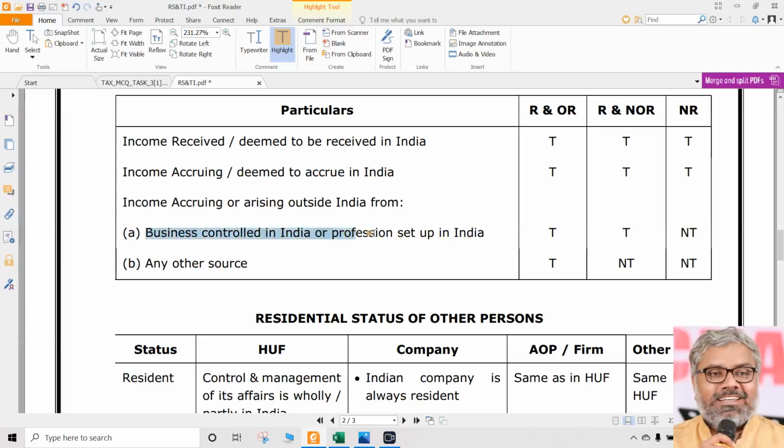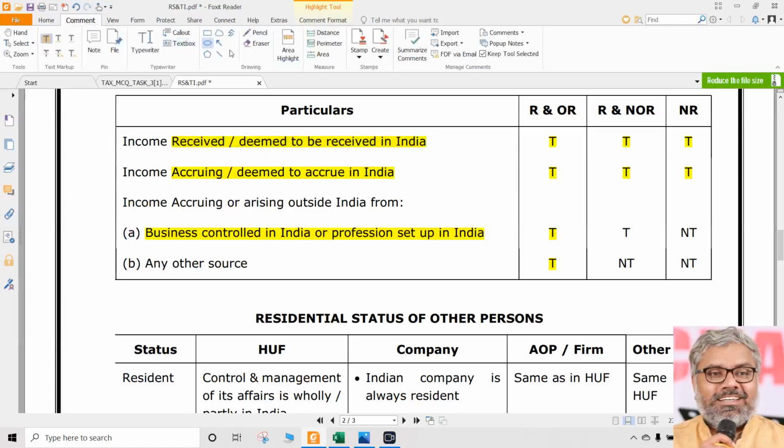So business controlled in India or a profession set up in India. This is a special case. Of course, it will be taxable for ROR, and you have to observe that. For ROR, everything is taxable, so we don't need to separately look at that. For RNOR and NR also, it is taxable if either the accrual or the receipt is happening in India. Then also everything is taxable. So up to this point, everybody will have the taxability above this point.